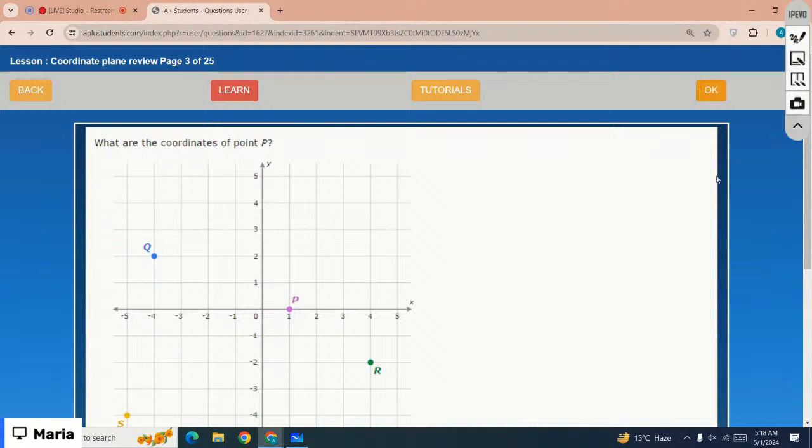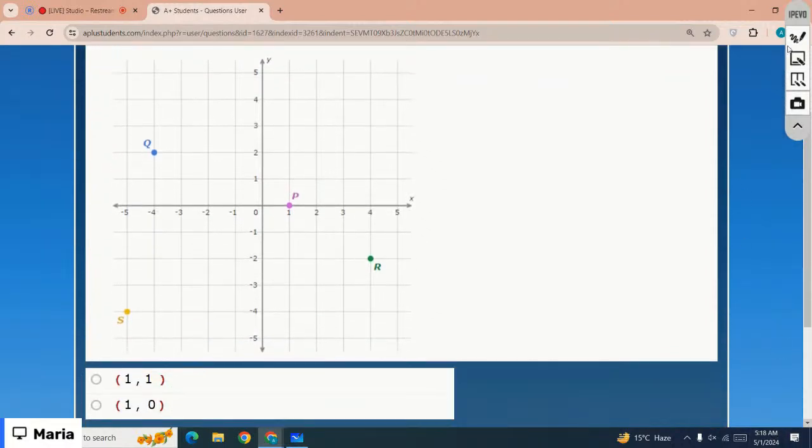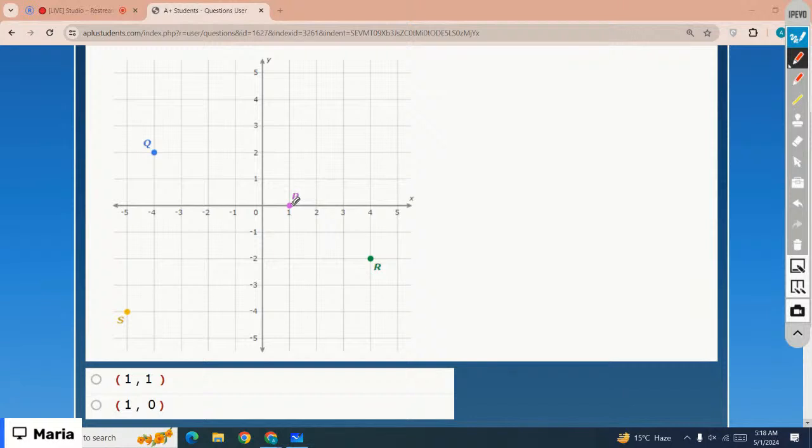What are the coordinates of the point P? Here is point P. So which is the correct option?